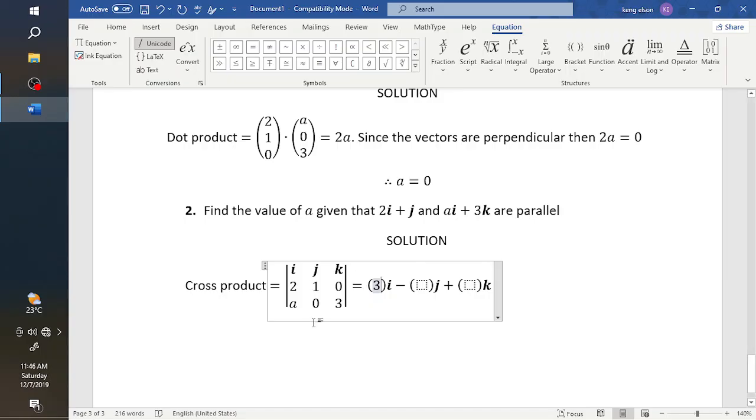Now when I cover J, I get 2, 0. I have 2, 0, A, and 3. When I do it, I get 6 minus 0, which is just 6.